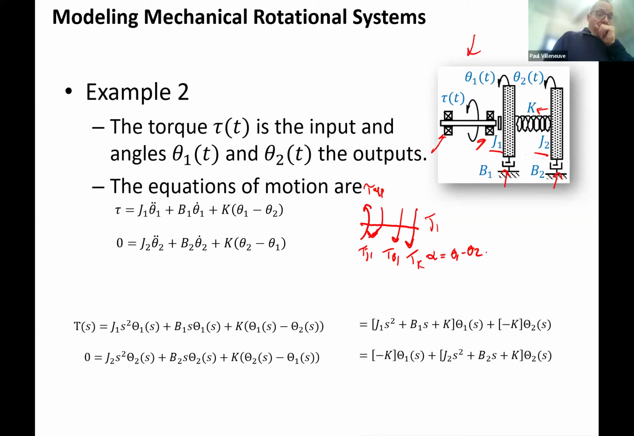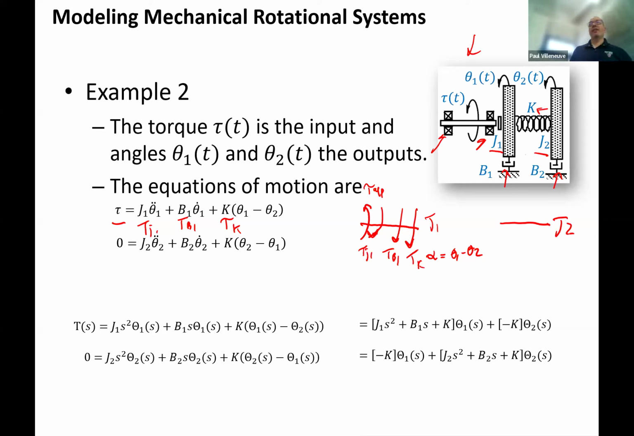So here's my applied torque: torque J1, torque B1, and the torque of K, as a result of the fact that theta 1 is going faster than theta 2. Make sense? Let's do the second one.